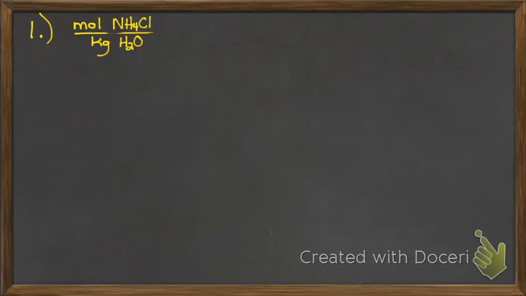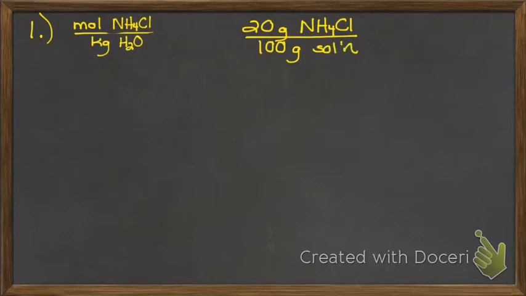Now come to the number. It says 20% by weight. Well, if you think about that, what that really means is I have a ratio here: 20 grams of ammonium chloride for every 100 grams of the whole solution. I can just write that fraction out. If it's 20% by weight, by mass, I know that this ratio is correct.